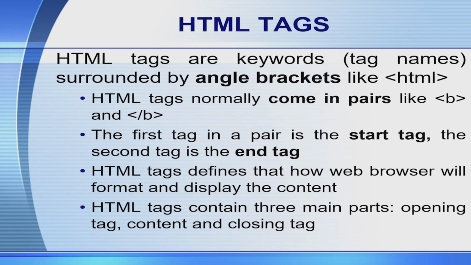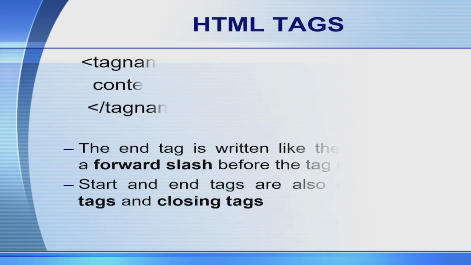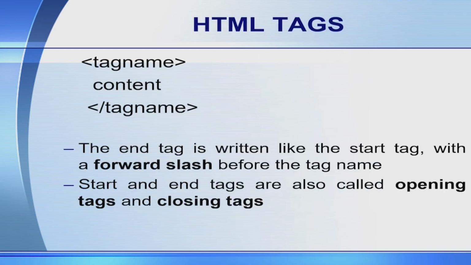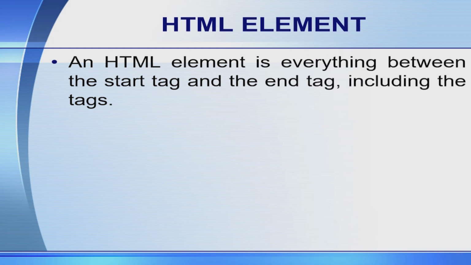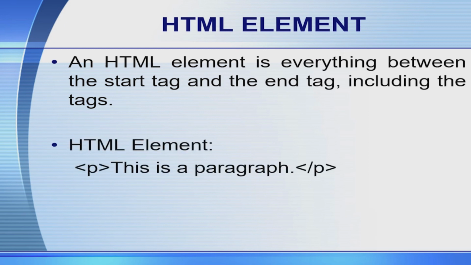HTML tags contain three main parts, namely opening tag, content, and closing tag. Start and end tags are also called opening tags and closing tags. The end tag is written like the start tag with a / before the tag name. An HTML element is everything between the start tag and the end tag, including the tags.